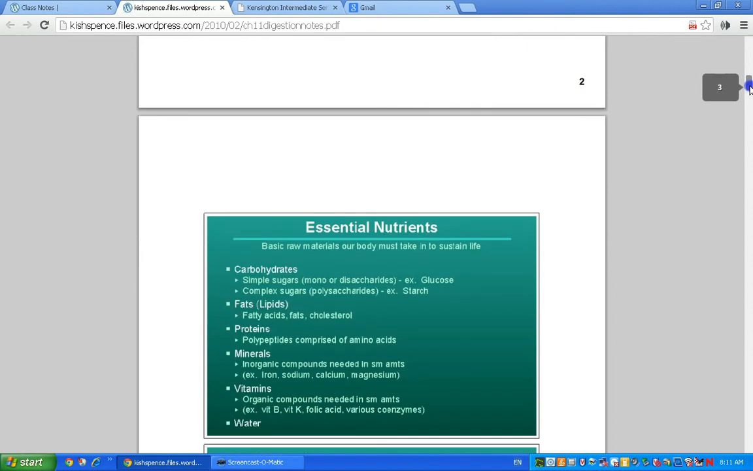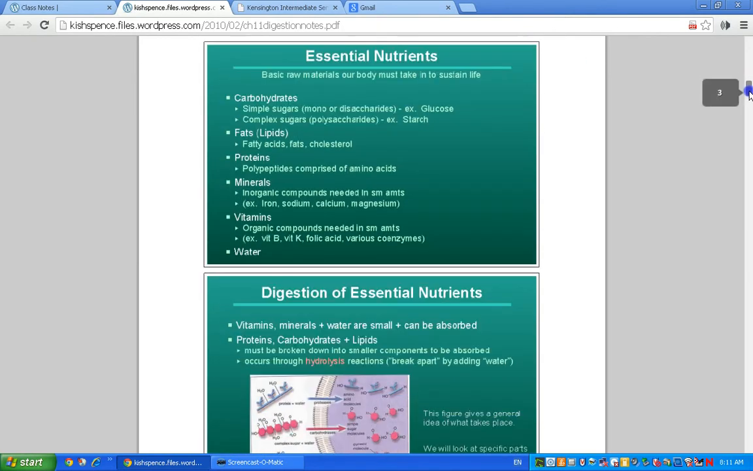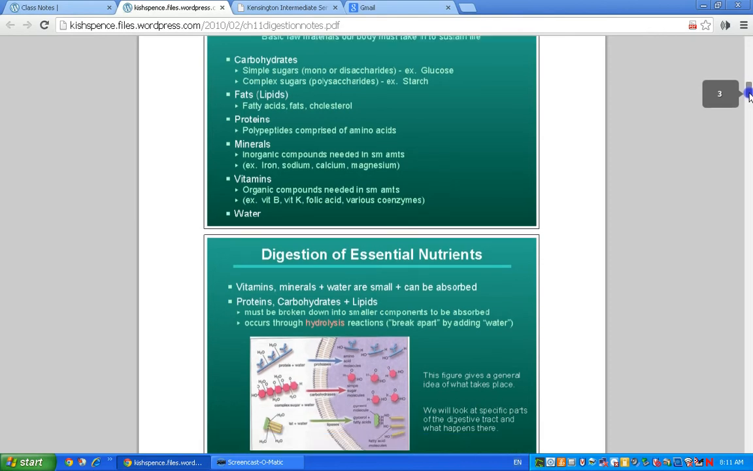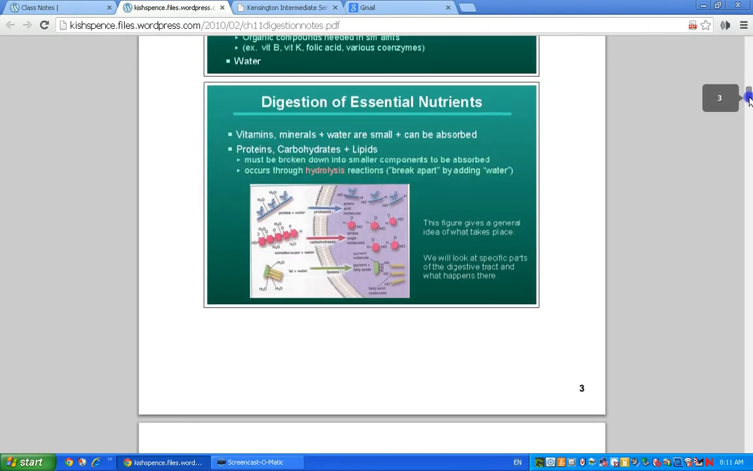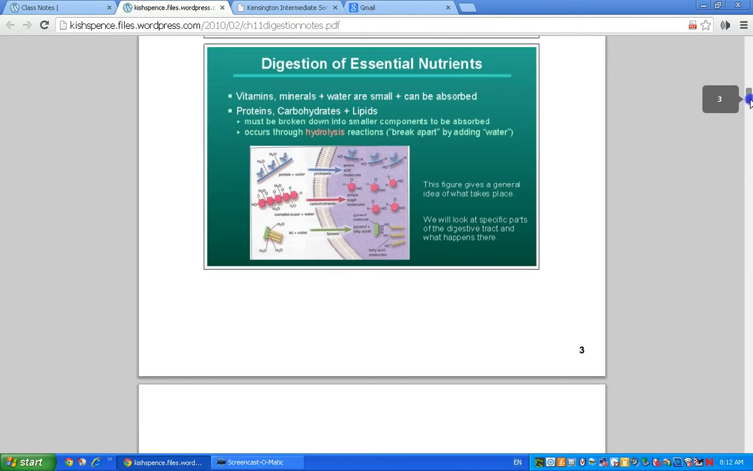or chemical, the 6 essential nutrients that we have to take in and be able to digest and absorb. And then this was just an overview of the fact that the smaller things, the vitamins, minerals, and water, can be absorbed directly as they are, but the bigger ones, like carbohydrates, proteins, lipids, have to be broken down into smaller molecular units. So that's chemical digestion, and it's kind of reactions called hydrolysis reactions, if you remember.